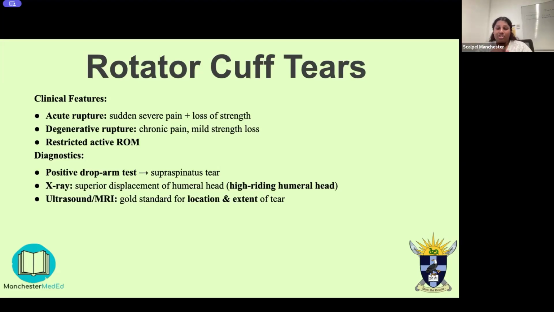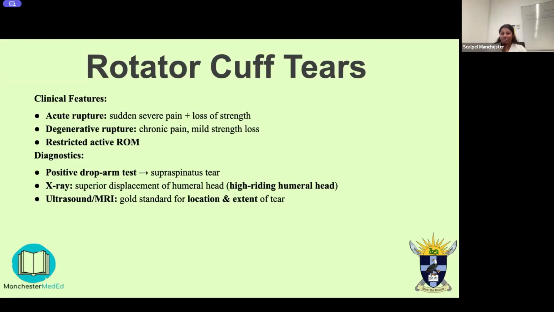You can just imagine a tendon being ripped from your arm, like it's going to hurt so much. So it'll be a sudden sharp pain and a loss of strength, especially when taking your arm up. A degenerative change would be chronic, so it'll be a mild, longer period of pain, which will start to restrict a patient's motion, but not as suddenly as an acute pain. The way you diagnose this is a positive drop arm test.